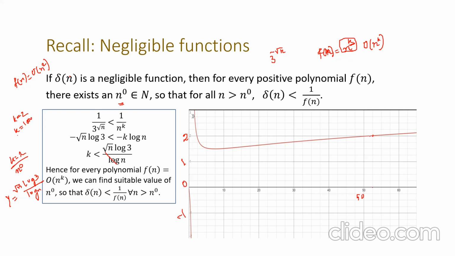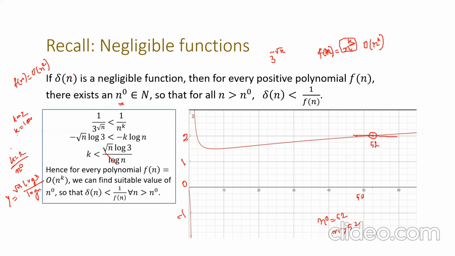at y equal to 2, the horizontal line for the y value of 2 is crossing this line, okay, right? So somewhere around 52, it surpasses the value 2. So we can say that, let's say n0 is 52 here, because for all n greater than 52, your value of the function is always greater than 2. So y is always greater than 2.